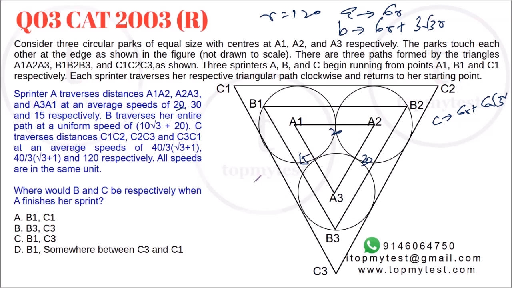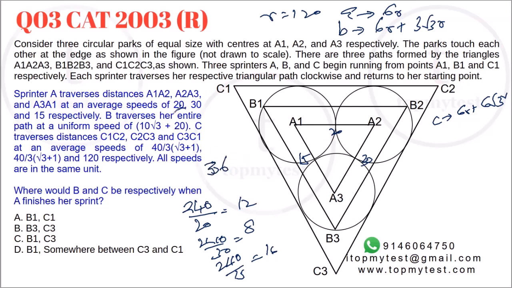Each length is 2R units. Each length is 2 into 120, 240 units. The first one is at 20 units per second, or meters per second, whatever you want to call it. So that will be 12 seconds. The second one will be 240 by 30. That will be 8 seconds. And the last one is 240 by 15, which will be 16 seconds. So the total time taken by A will be 12 plus 8 plus 16, that is 36 seconds. So A's total time taken is 36 seconds.